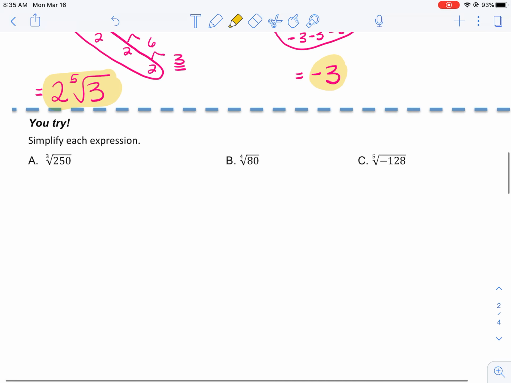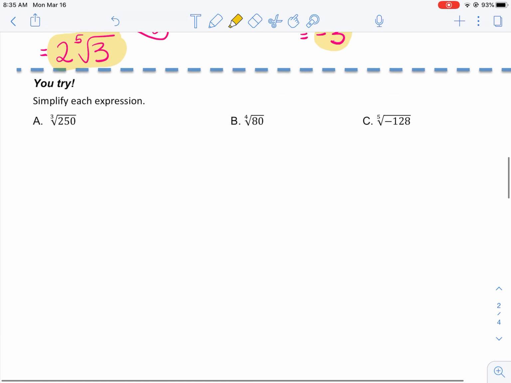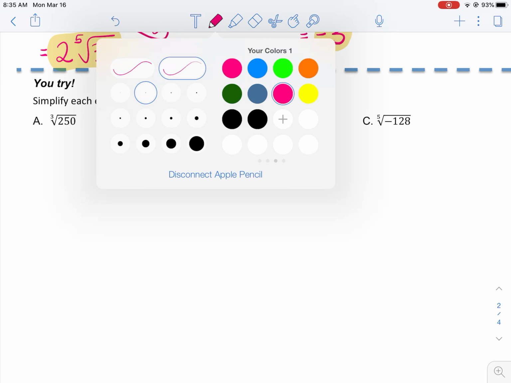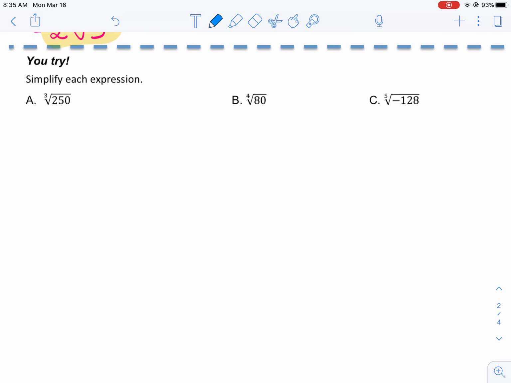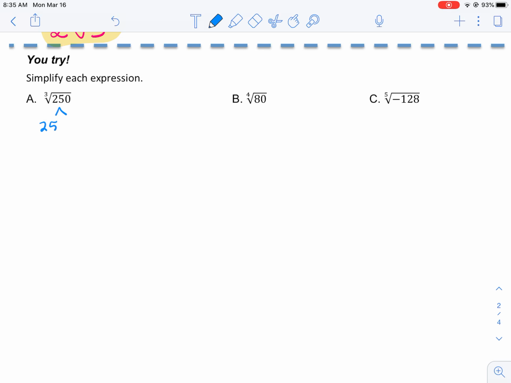Okay, so I would like you to pause the video and go ahead and try the last 3 problems. Then fast forward to the end so you can check your answers. I'm going to just quickly do the problems, so that most of you can just do it and check. Okay, so we have 25 and 10, 5 and 5, 5 and 2. 3 5s, and so we take the 5 out and we get the cubed root of 2.